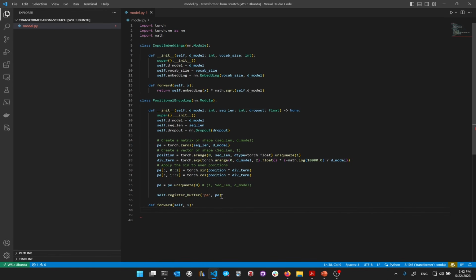So as you remember from before, we need to add this positional encoding to every word inside the sentence. So let's do it. We just do x is equal to x plus the positional encoding for this particular sentence.